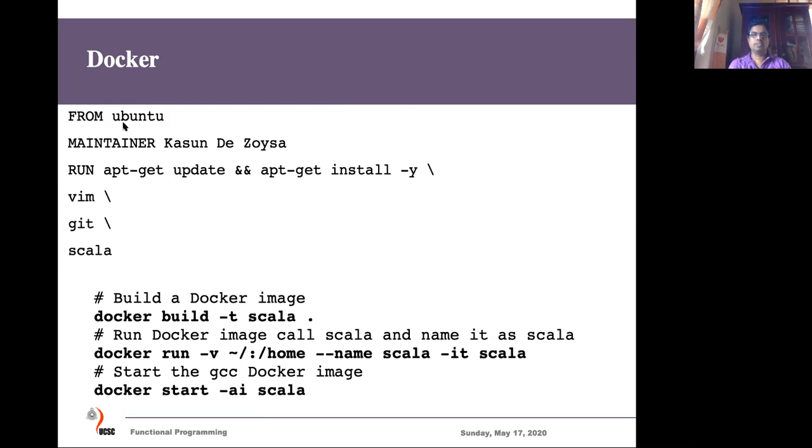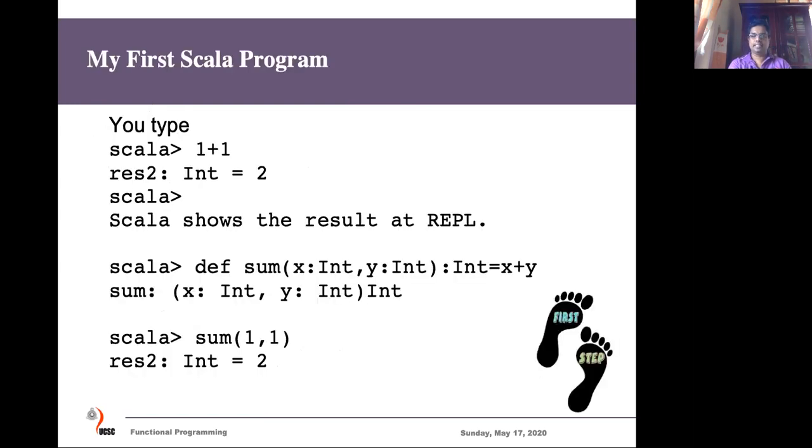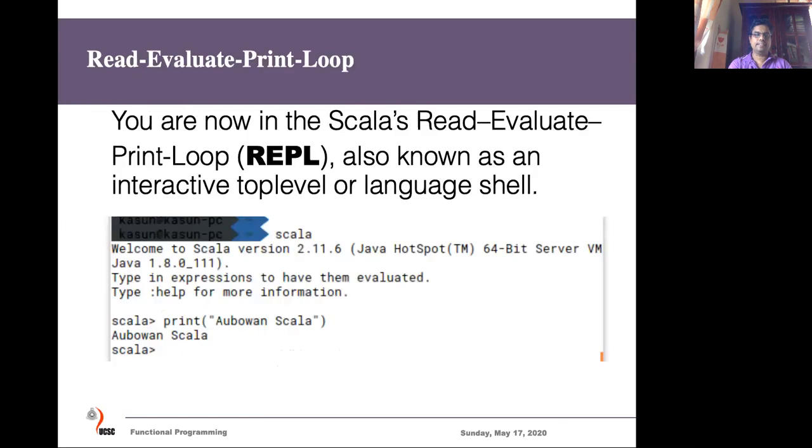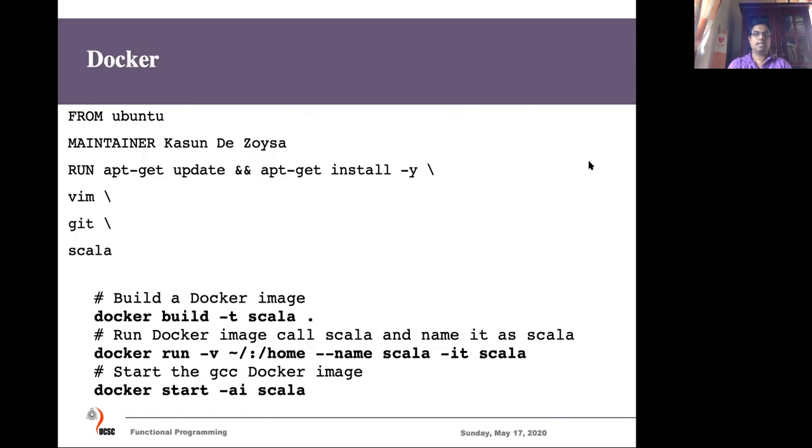So if you want to use that Docker, I will demonstrate in a separate video. You put that file into a directory, and in that directory you run a command called docker build -t and give a name for your image, and say root. Then Docker will check the Dockerfile in the root directory and build a lightweight image called Scala for you.